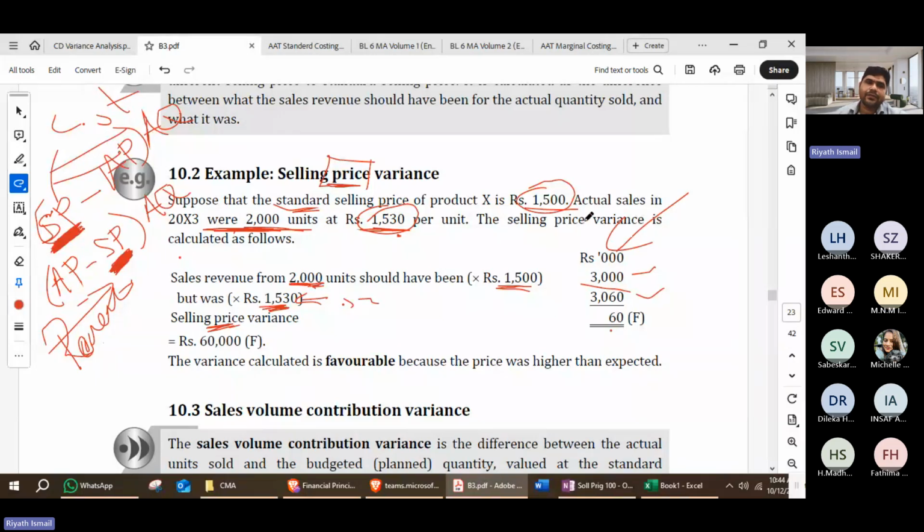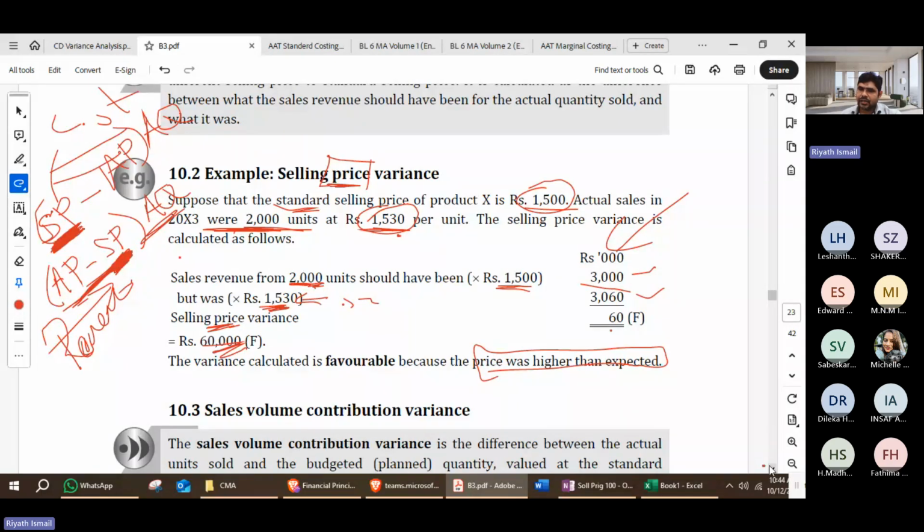The logic behind it: first we have to find the price variances for actual quantity, right? So 60,000 favorable variance. The variance calculated is favorable because the price was higher than expected.